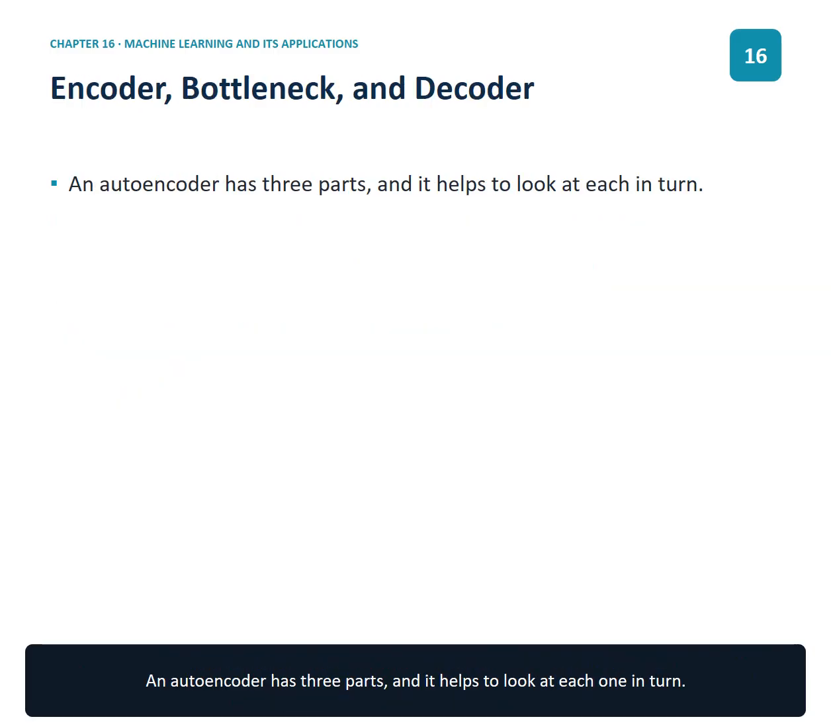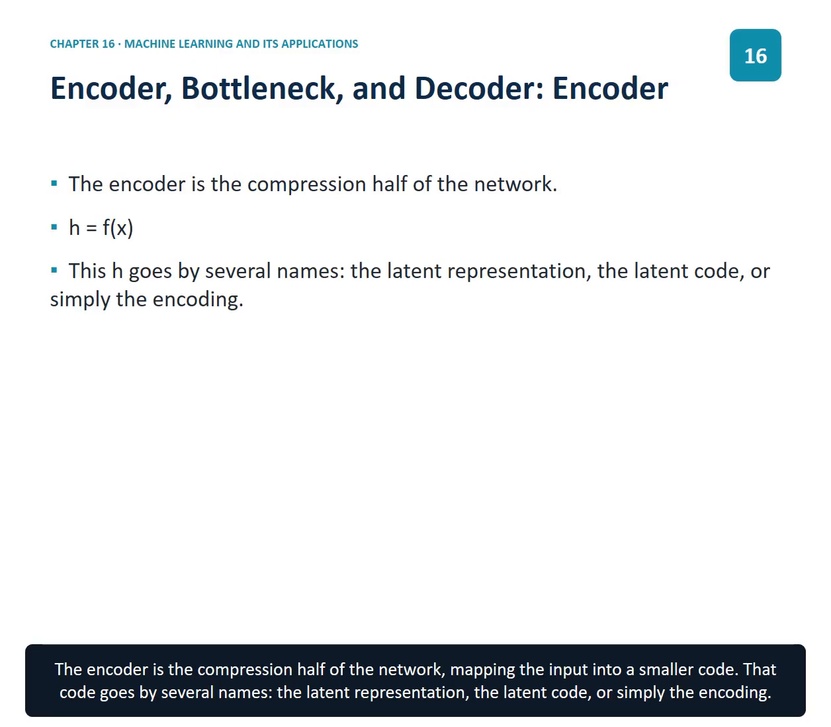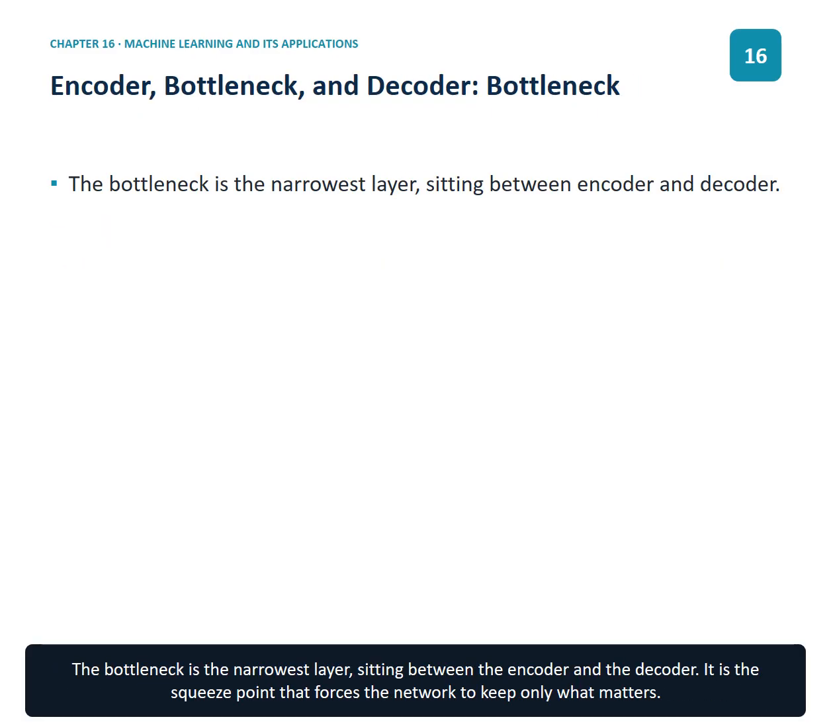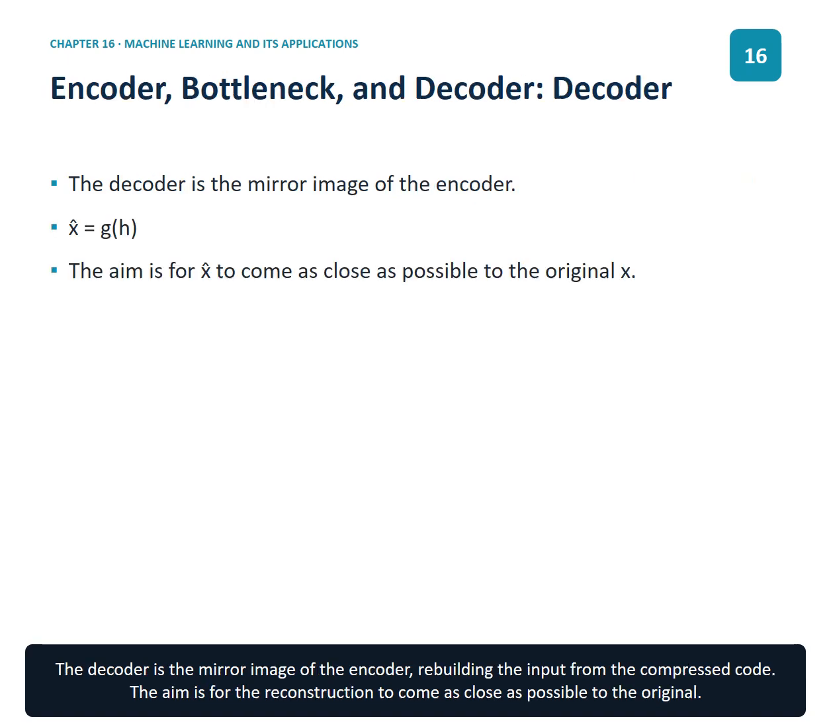An autoencoder has three parts, and it helps to look at each one in turn. The encoder is the compression half of the network, mapping the input into a smaller code. That code goes by several names: the latent representation, the latent code, or simply the encoding. The bottleneck is the narrowest layer, sitting between the encoder and the decoder. It is the squeeze point that forces the network to keep only what matters. The decoder is the mirror image of the encoder, rebuilding the input from the compressed code. The aim is for the reconstruction to come as close as possible to the original.